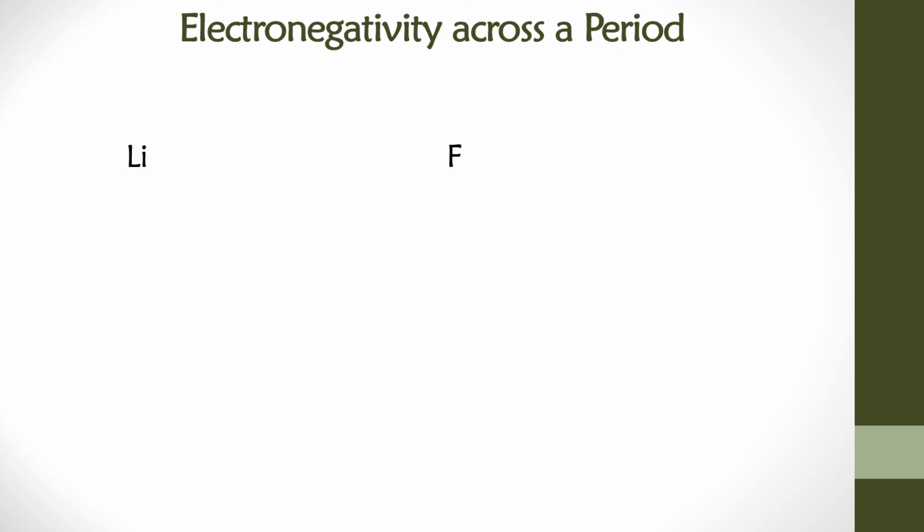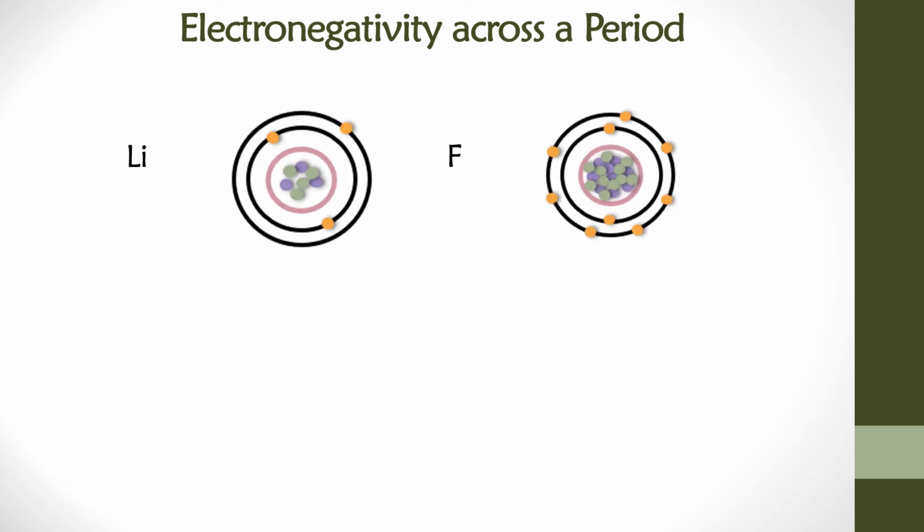Now, if we talk about it across the period, once again we are comparing lithium and fluorine. Lithium, a very strong metal, and fluorine, a very strong nonmetal. This is what both of them look like. Lithium is on one side of the period, and fluorine is all the way at the other end of the period. Both have two orbits in their atom. The only difference is that lithium has fewer electrons, protons, and neutrons, and the same goes for fluorine. Lithium has only one valence electron and fluorine has seven.